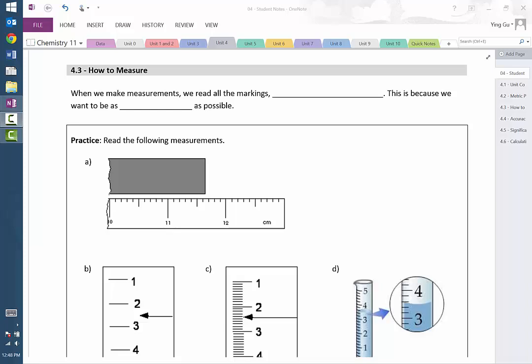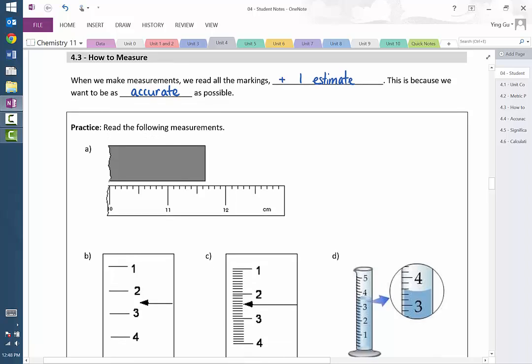Whenever we have to measure something in science, whether it be temperature, length, or volume, a common question that students ask is, how many decimal places should I make the measurement to? And here is how. When we measure something in science, we always make sure that we read all the markings, that is all the increments, plus we want to make one estimate. We do this because we want to be as accurate as possible when we are trying to represent a quantity that we have. For example, let's do this first question here.